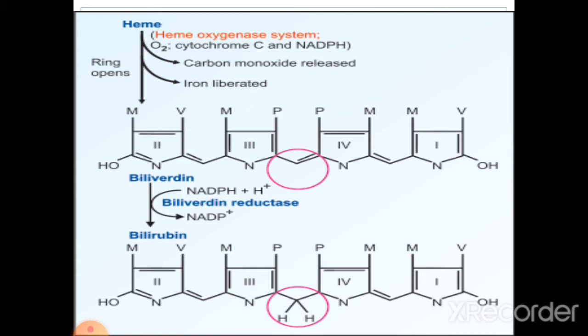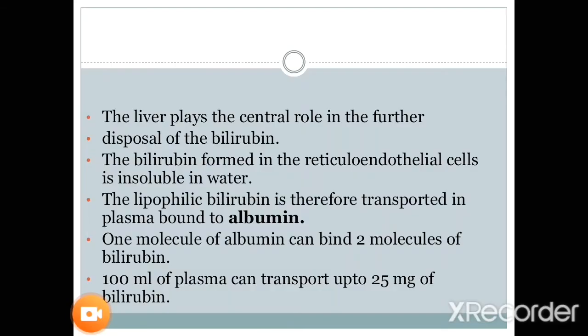As we said, the linear tetrapyrrole formed by the action of heme oxygenase is known as biliverdin. This biliverdin is further reduced to bilirubin by the enzyme biliverdin reductase. Next is the transport of bilirubin to the liver. The liver plays a major role in the disposal of bilirubin.